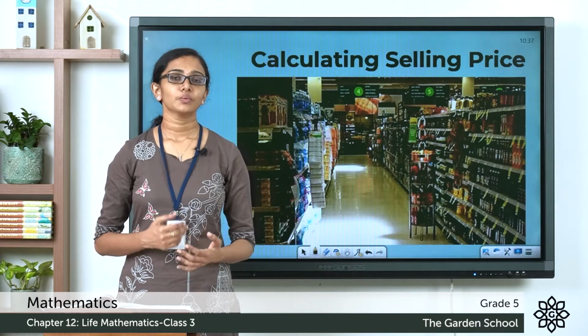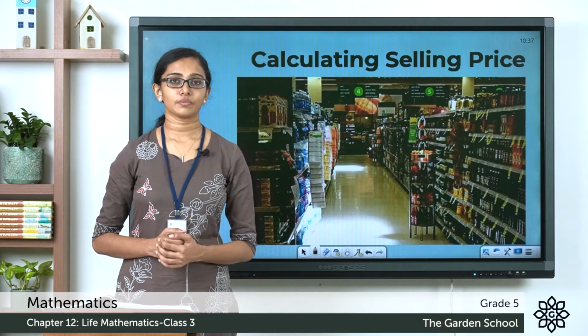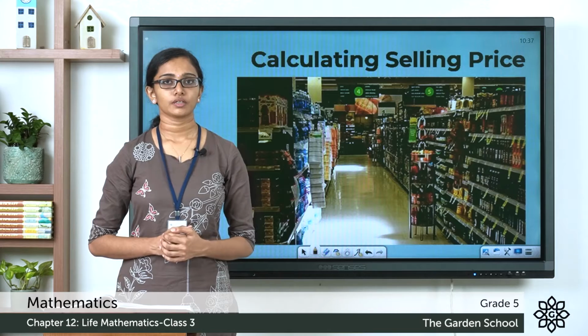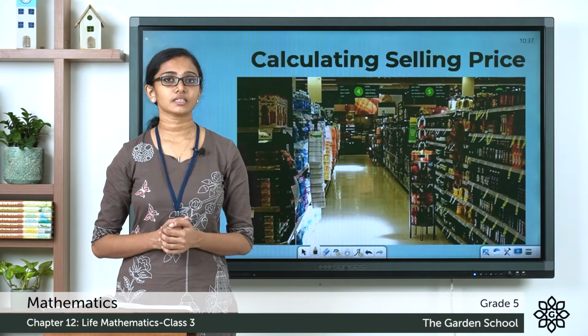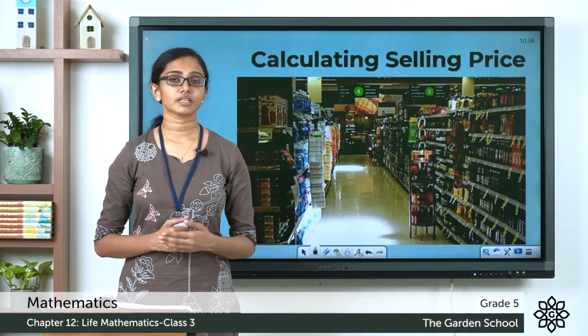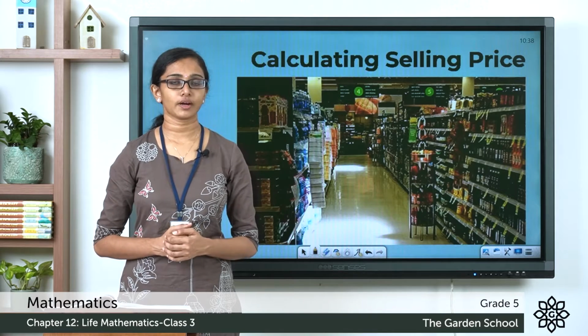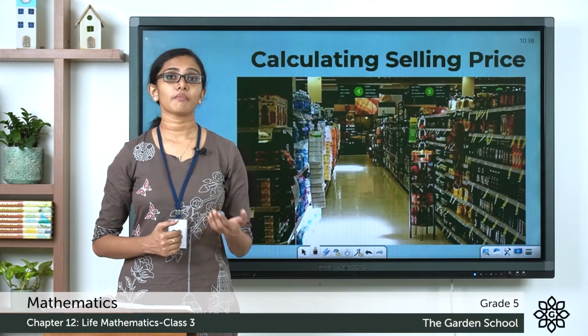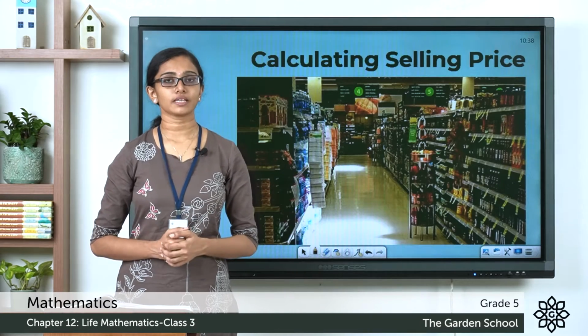So today, we'll see how we can calculate the selling price given the cost price and the loss or profit. So what do you mean by selling price? The price at which something is sold is called its selling price. And the price at which we buy something is called its buying price or the cost price.